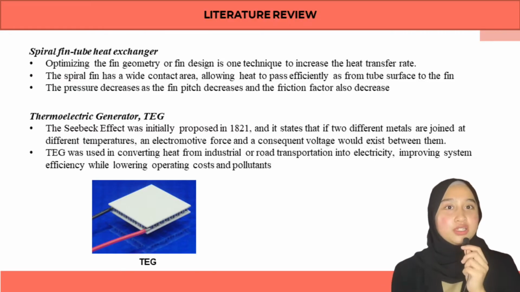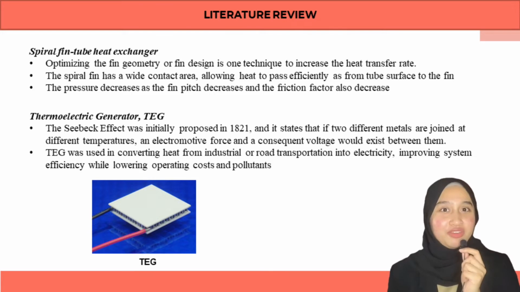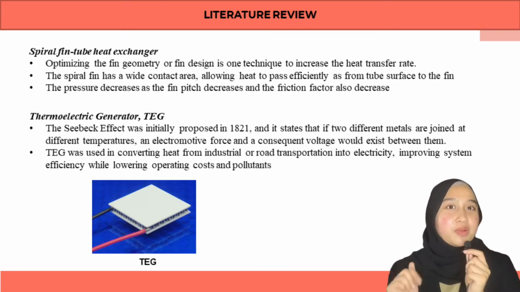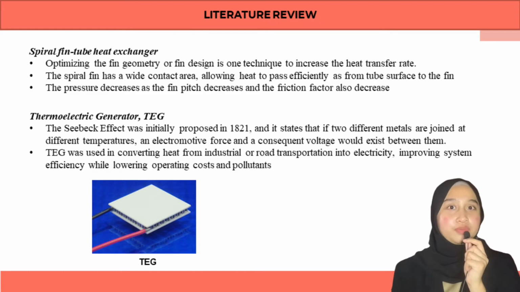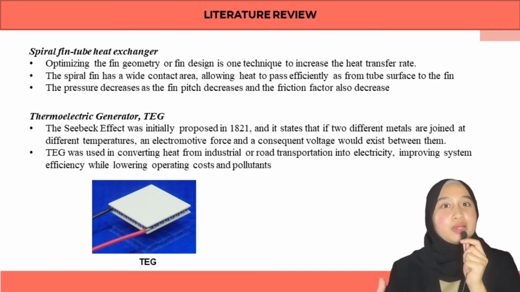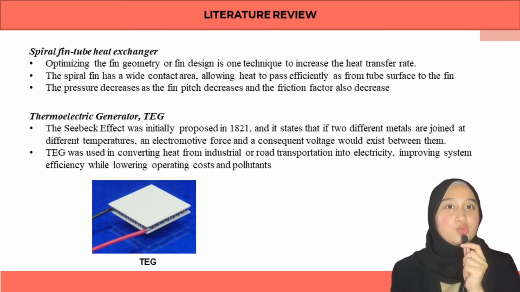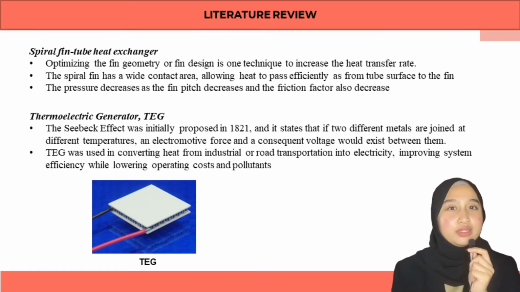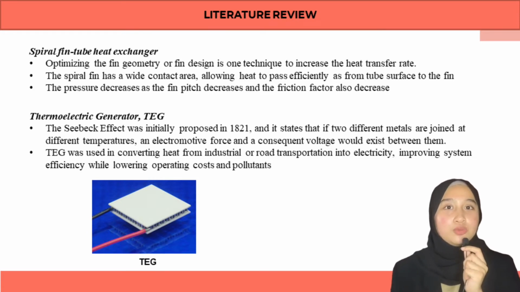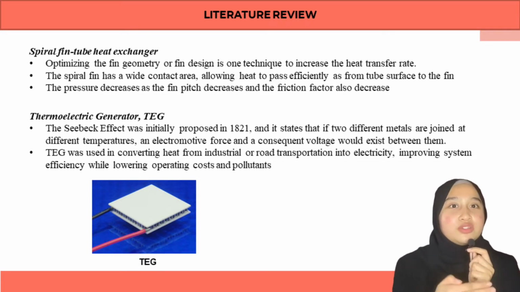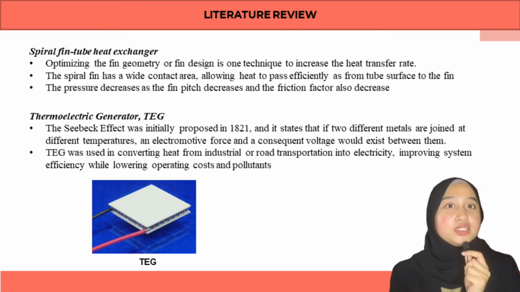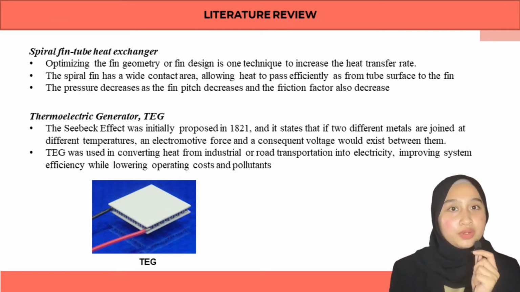For this presentation, I am going to explain about two main components in this system based on the literature review that was done. First is spiral fin tube heat exchanger. Based on the research, optimizing the fin geometry or fin design is one technique to increase the heat transfer rate. The spiral fin has a wide contact area that allows heat to pass efficiently from the tube surface to the fin. The pressure drop decreases as the fin pitch decreases and the friction factor will also decrease.